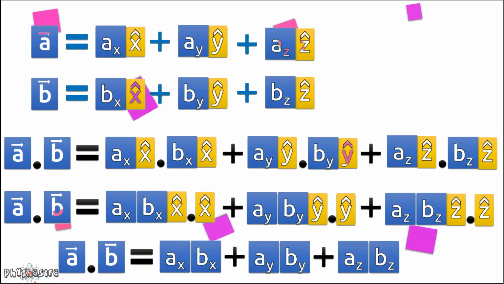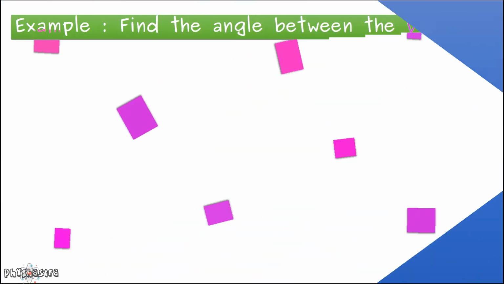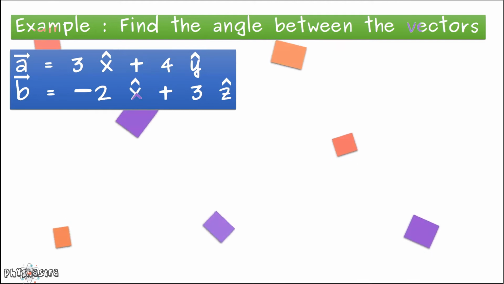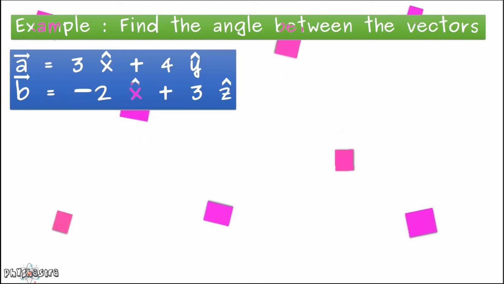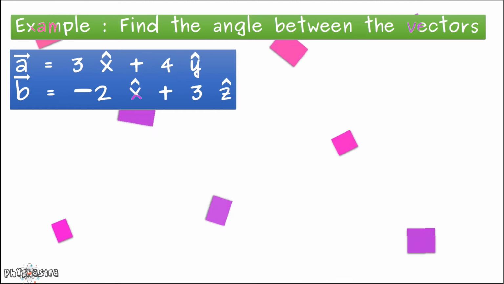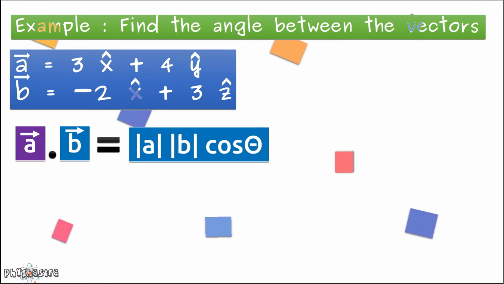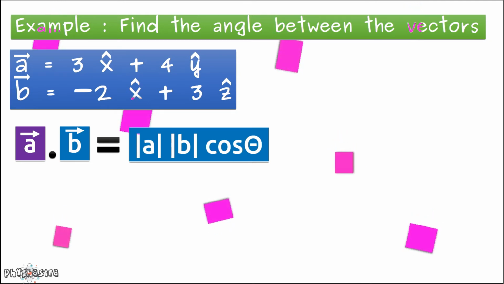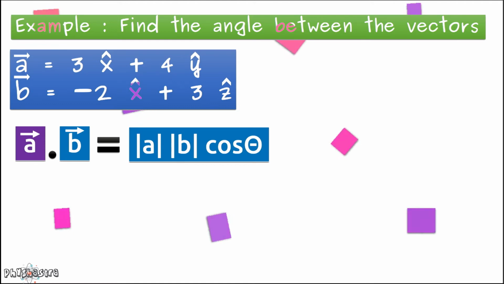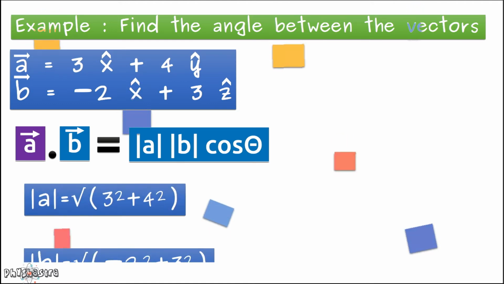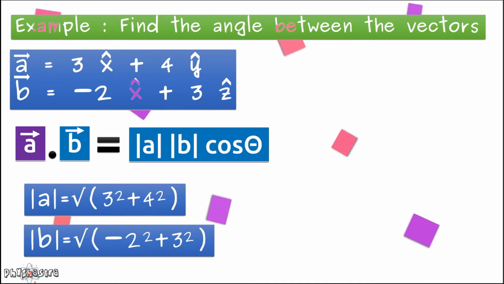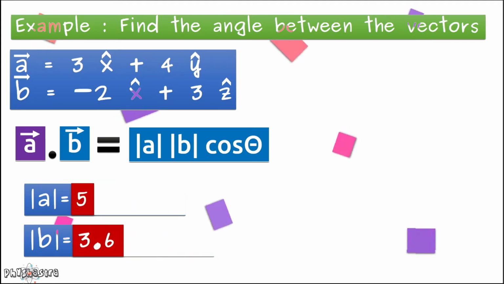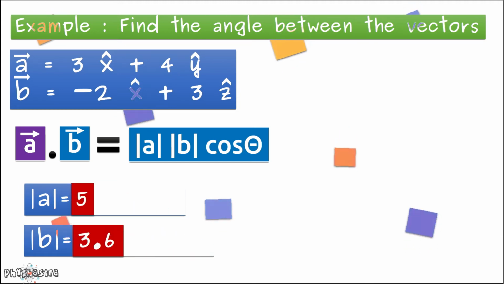Let us solve an example to understand this. Find the angle between the two vectors A and B, where vector A is 3x cap plus 4y cap and vector B equals negative 2x cap plus 3z cap. We have the formula: vector A dot vector B equals the magnitude of A times the magnitude of B times cos theta, the angle between them. We can find the magnitudes of vectors A and B by squaring, adding, and taking the square root, which gives magnitudes of 5 and 3.6 respectively.